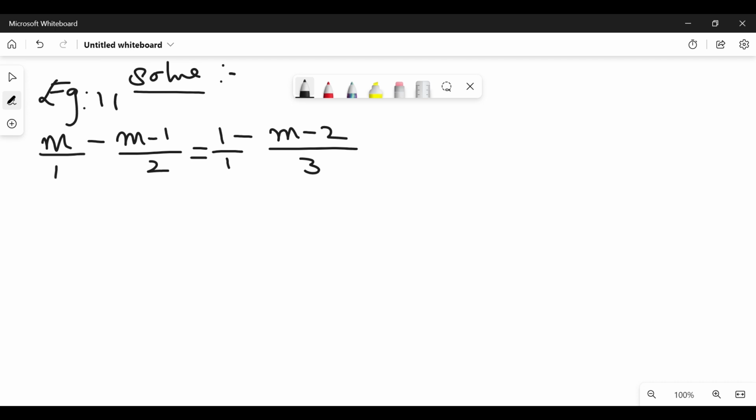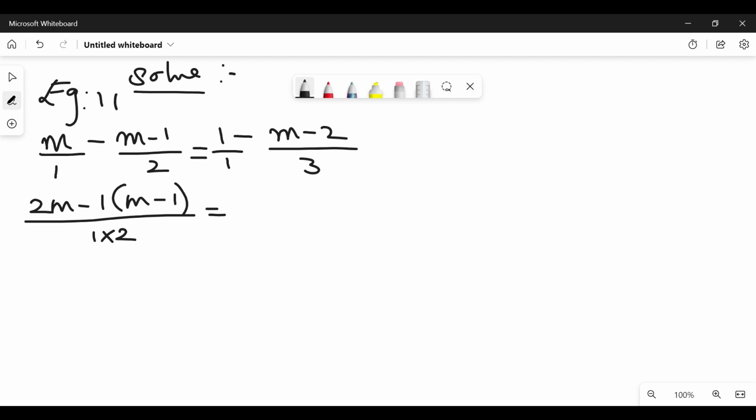Let's do this LCM. Let's multiply this. So this is going to be 2 times (m minus 1) minus 1 times (m minus 1), divided by, multiply by the bottoms, 1 times 2. Then do the same thing on the right hand side also.